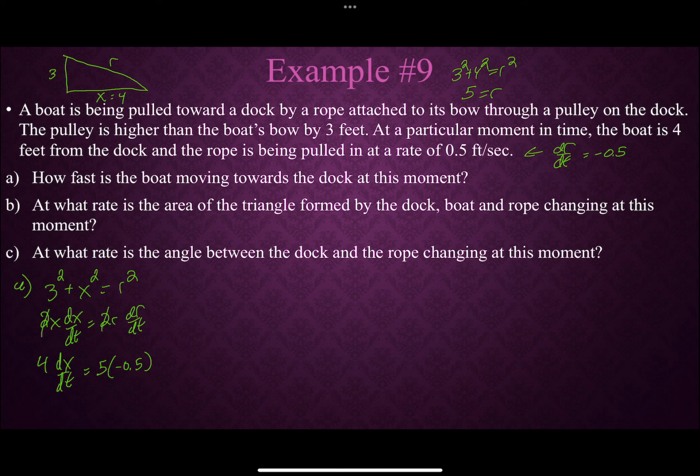So we do our 5 times our negative 0.5, we divide over the 4, and we should get our dx/dt to be a negative 0.625, and it'd be feet per second would be our units.